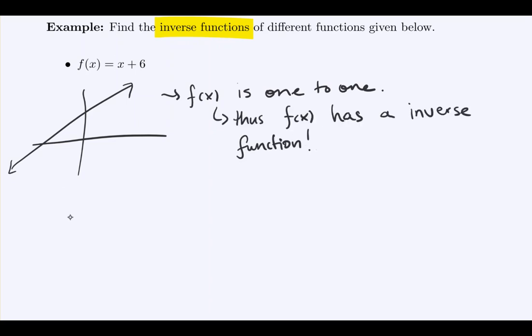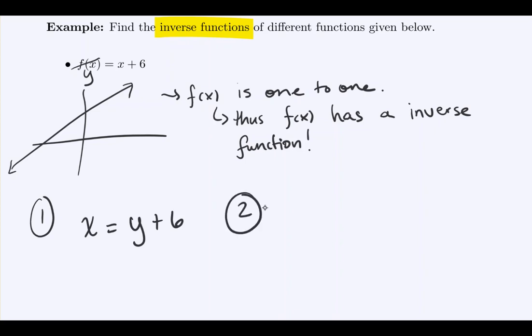The way we would find it as step 1 is we would switch the output and input variables. So just for easier writing, we can change the name from the function f of x. Let's just call it y, so it'll be easier to look at. So step 1 is we are going to switch the x and y variables. So we now have the expression x equals y plus 6. Step 2 is we're going to solve for y in that expression. So to solve for y in this case, it's as simple as subtracting 6 from both sides.